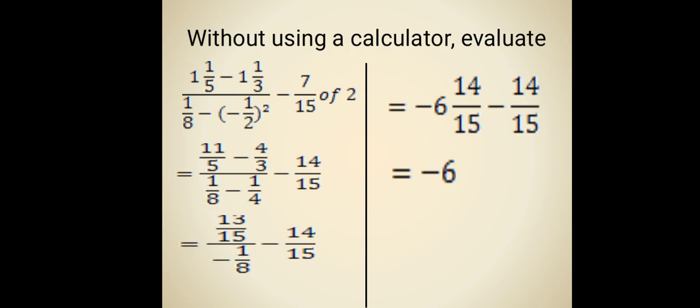Then minus 14 over 15. So simplifying the starting part, this is 13 over 15, and all over negative 1 over 8, we get negative 6 and 14 over 15 minus 14 over 15. What do you get?